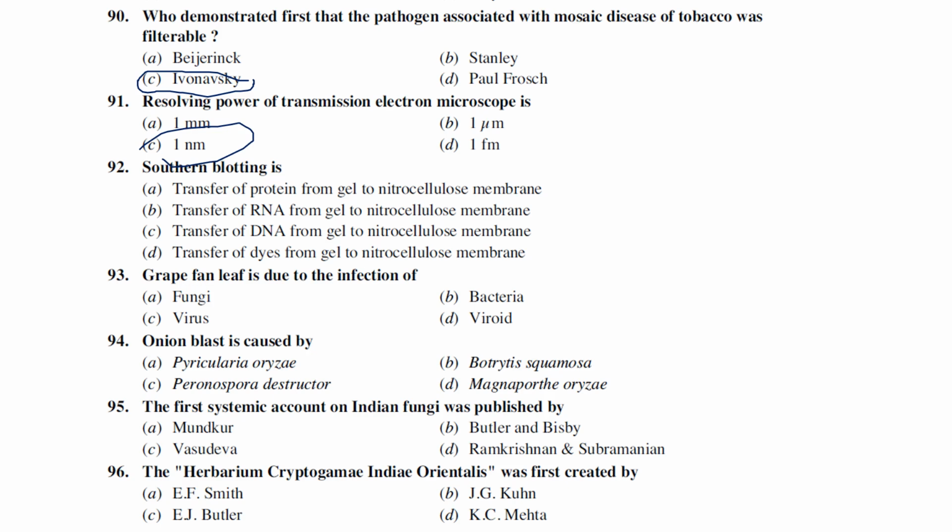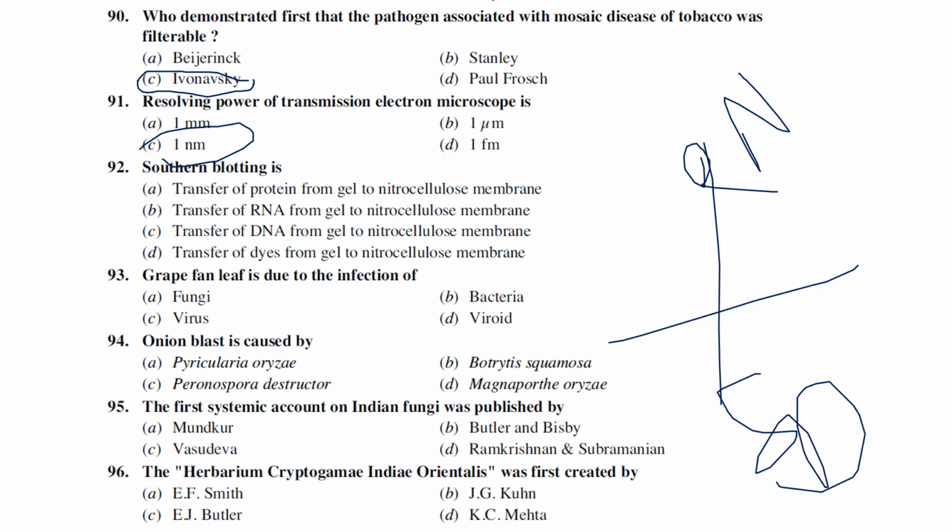Southern blotting is employed for transferring of DNA from gel, or transferring protein from gel to nitrocellulose, RNA from gel to nitrocellulose, DNA to nitrocellulose, dyes from gel to. You remember only one thing. Northern blotting is employed for RNA. Southern blotting is employed for DNA. Western blotting is employed for protein. Since they have asked southern blotting, go with the DNA.